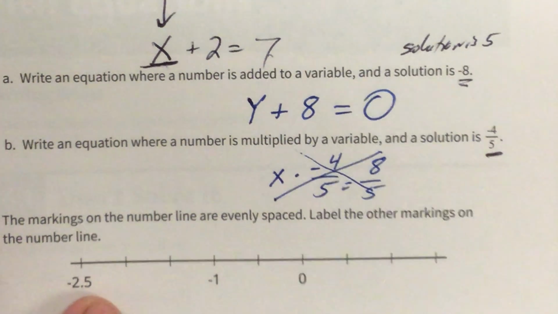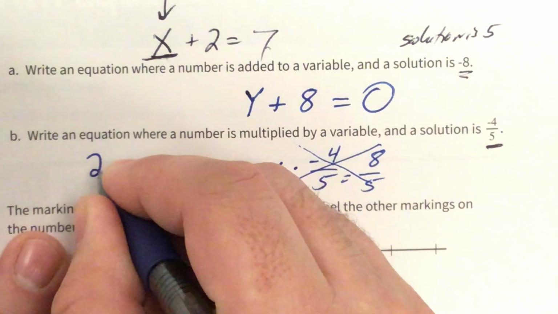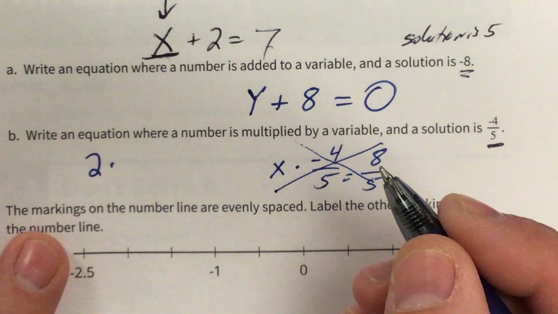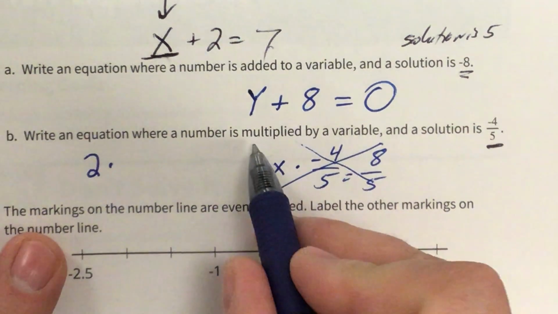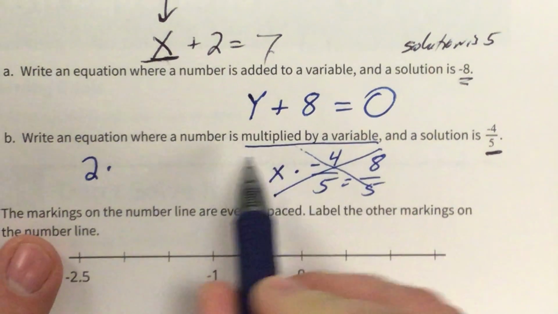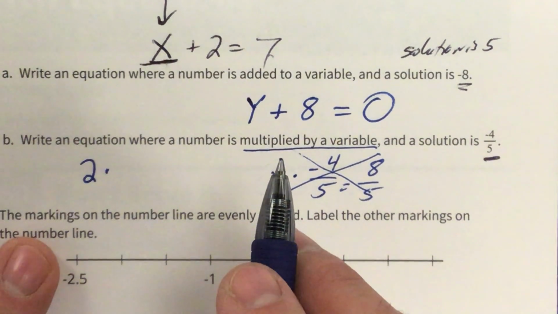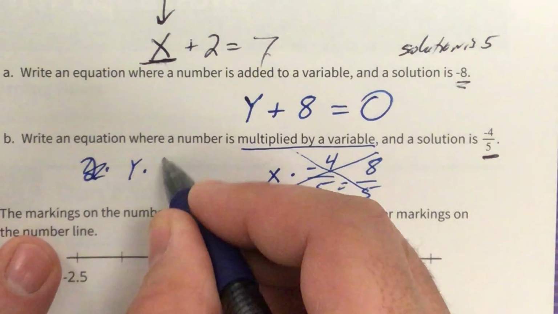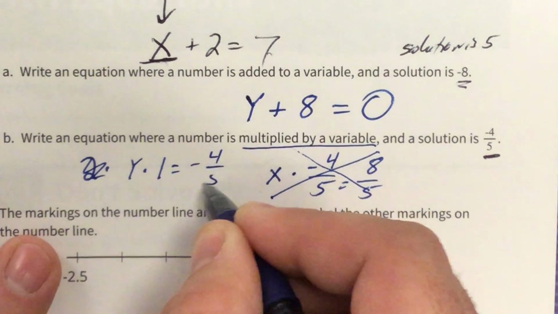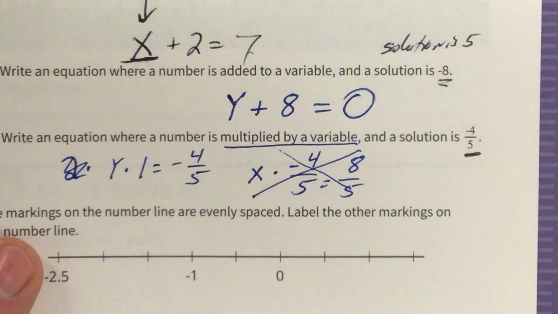Yep. 2 times 2 is 5 equals C. Yeah, but it does say it needs to be multiplied by a variable, so it's got to look like this with a multiplication symbol. Yep. Y times 1 equals -4/5. Yeah, that wouldn't be wrong. Y would be -4/5.